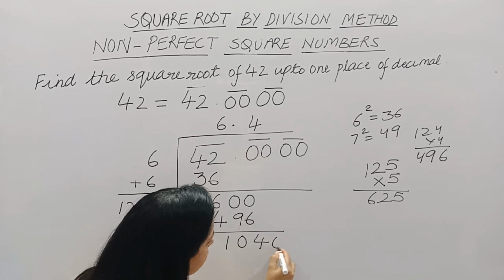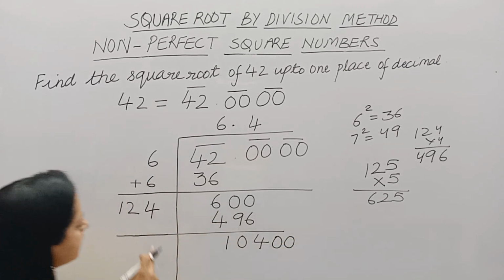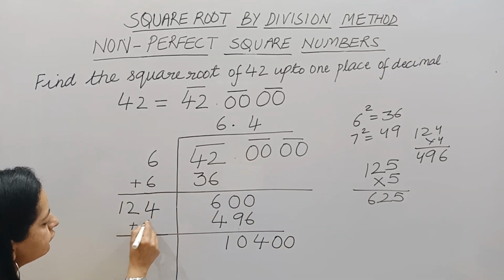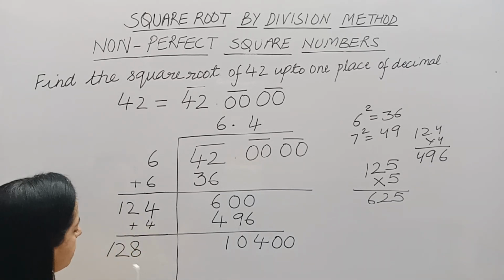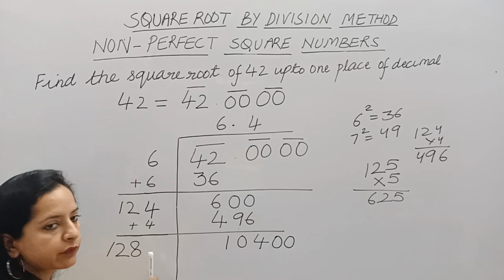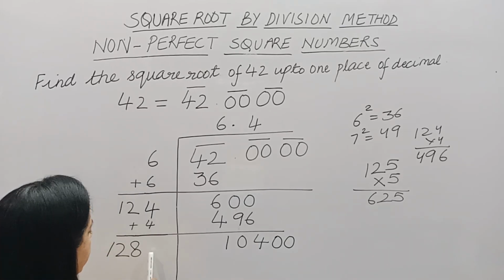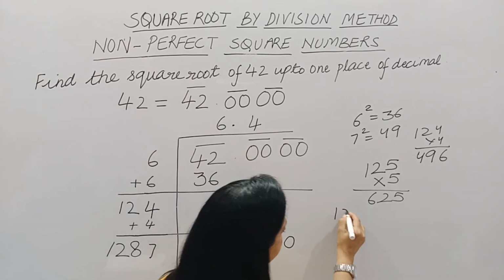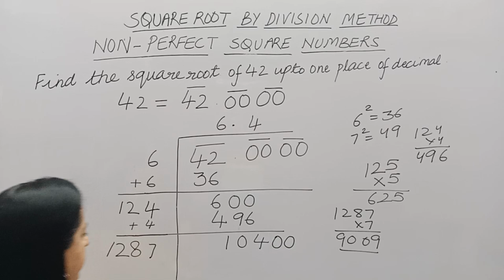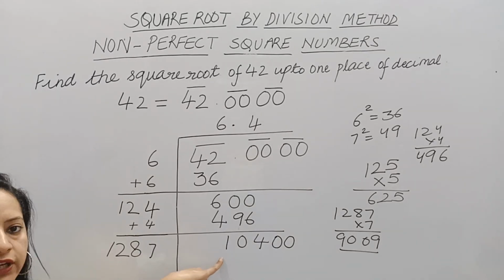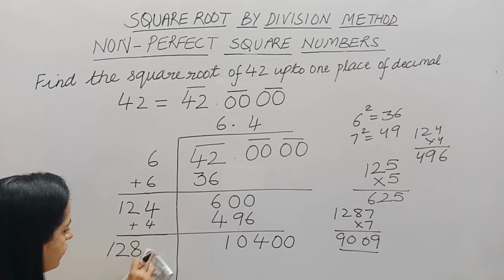So we will bring down 00 here. And here the last digit was 4, so we will add 4 to it and it becomes 128. Now we need to add here one more digit and we will multiply with the same digit. So we can write here 7, and if we write 7 here, then we need to multiply it by 7, which gives 9009. Now this would be less than this. We can try with 8 also. So let us try with 8.